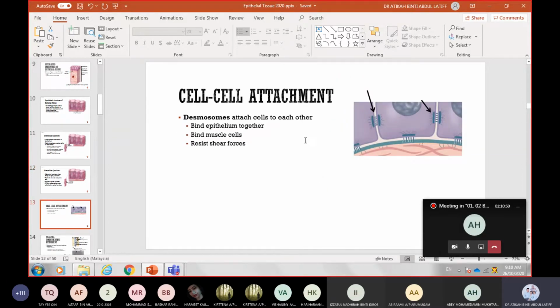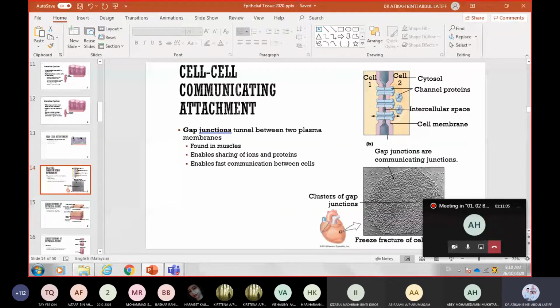We also have attachments or strong binding between the epithelium cells. These are called desmosomes, very tightly anchoring both cells of the epithelium together. Okay, and we also have some channels or communications called gap junctions, where sodium, potassium, and so on can pass through each other. So for example, in the heart muscles, we have junctions between the cells so that they can receive the impulse at the same time and contract at the same time. They need these junctions so the cells can communicate and contract at the same time.